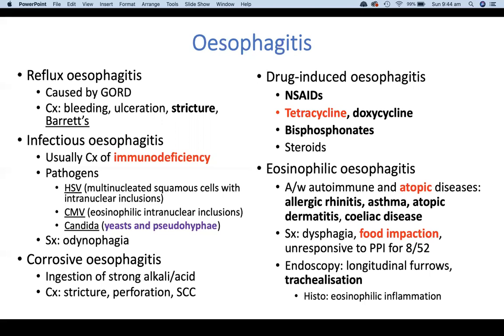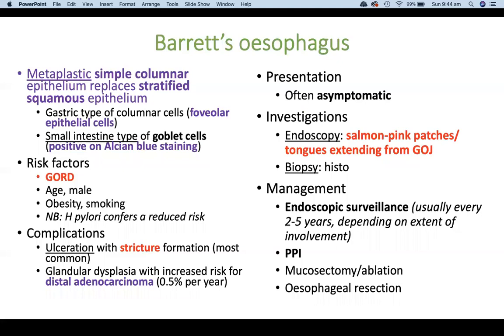In terms of Barrett's esophagus, Barrett's is a complication of GORD. When you get acid inside your esophagus when it's not supposed to be there, over a long period of time, that can cause metaplasia. It's the response to that. And this is just important to know for your pathology, really. It goes from stratified squamous, which is the normal epithelium, to simple columnar. And you get goblet cells, which are cells that are supposed to be in your small intestine. This has come up in a question before, so just remember the purple stuff.